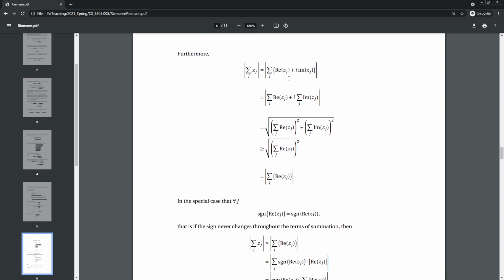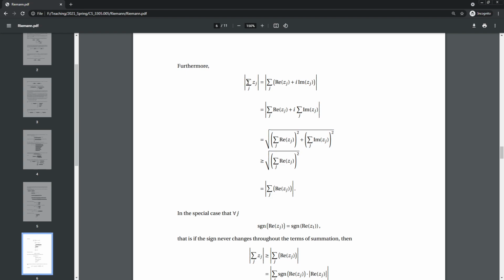Okay. So now we're going to take a look at just some summation, a bunch of terms. We take the absolute value of the result. So you add them all together, and then you take the absolute value after the fact, after you've added everything together.